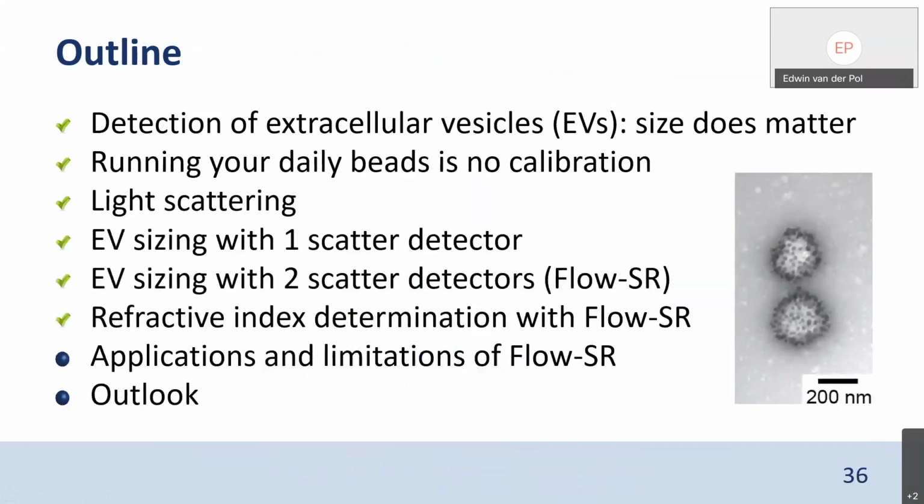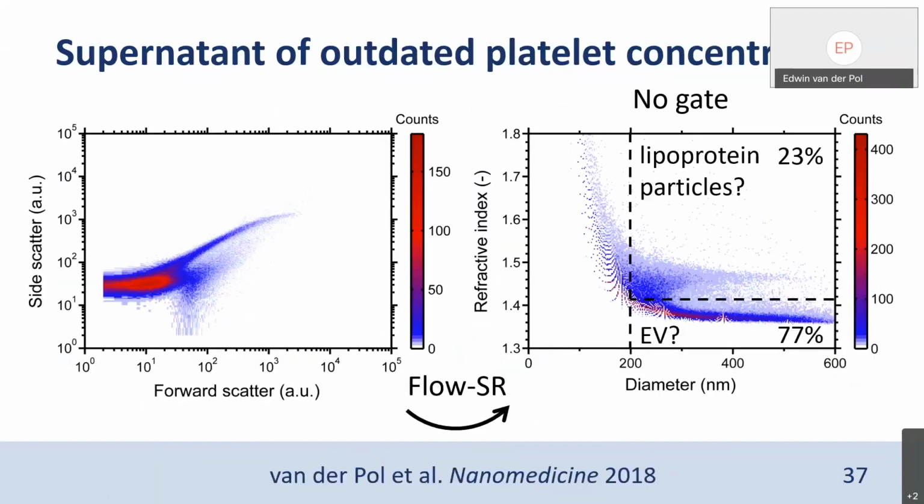Now we have validated flow SR. We can apply it to some samples. So here you can see that we measured the side and forward scatter of particles in the supernatant of an outdated platelet concentrate. It's very hard to draw any conclusions from this, but if we apply flow SR, we can go back to our refractive index diameter plot, and then you get this complicated pattern here on the right.